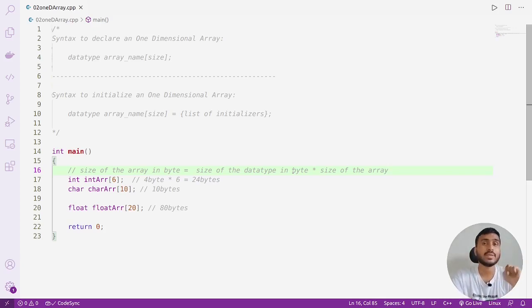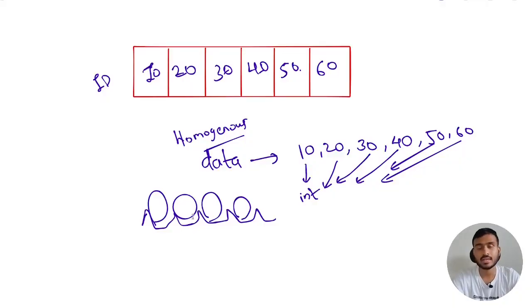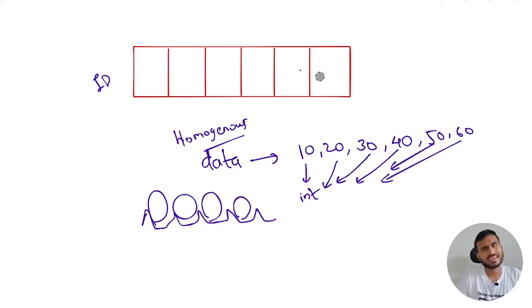I hope you are clear with how to declare an array in the memory. Now what happens when you declare an array in the memory? Whenever you declare an array, let me go back to the whiteboard. Whenever you declare an array in C++, what happens is a blank space is created for you. Okay, so this is how your array will look like. You will get a blank array. And as we already know, whenever we say it is going to be blank, it is not actually blank.